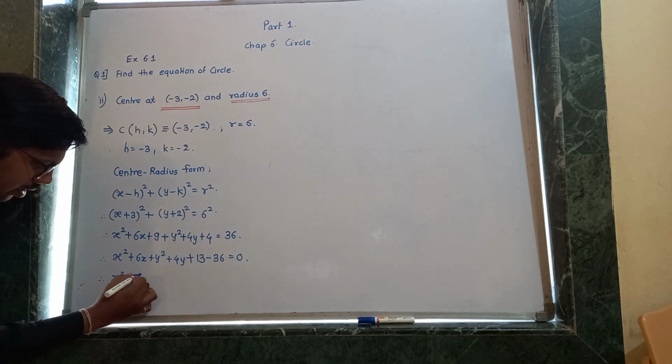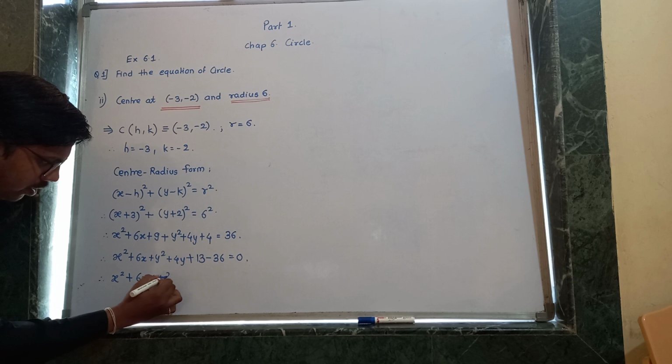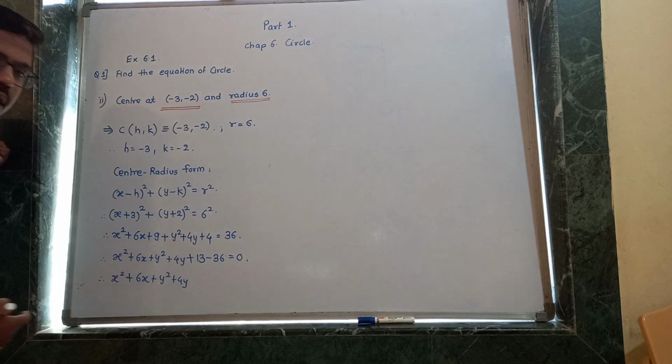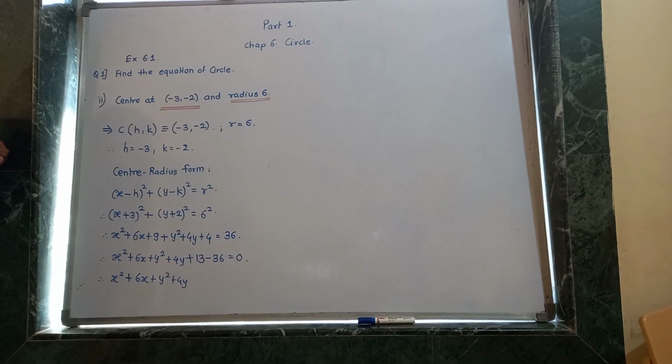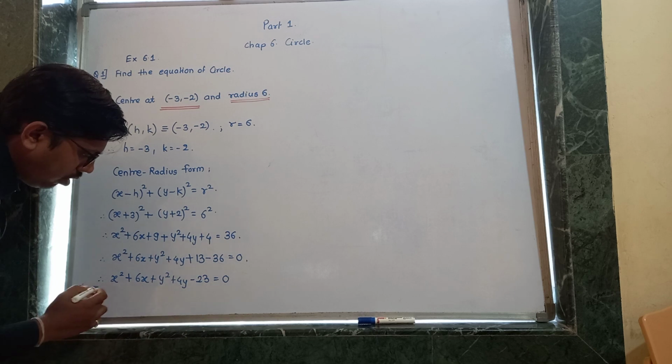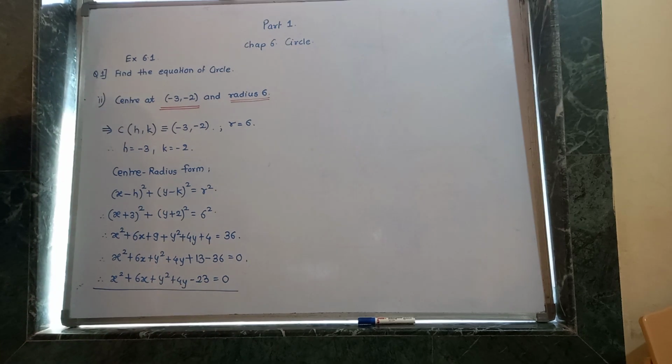So what will be the last line? x² + 6x + y² + 4y, then 13 - 36. How much is it? 13 - 36 is -23. Okay. So x² + 6x + y² + 4y - 23 = 0. This is our final answer. What is this? This is the equation of the circle from the center radius form. Okay? Understood?